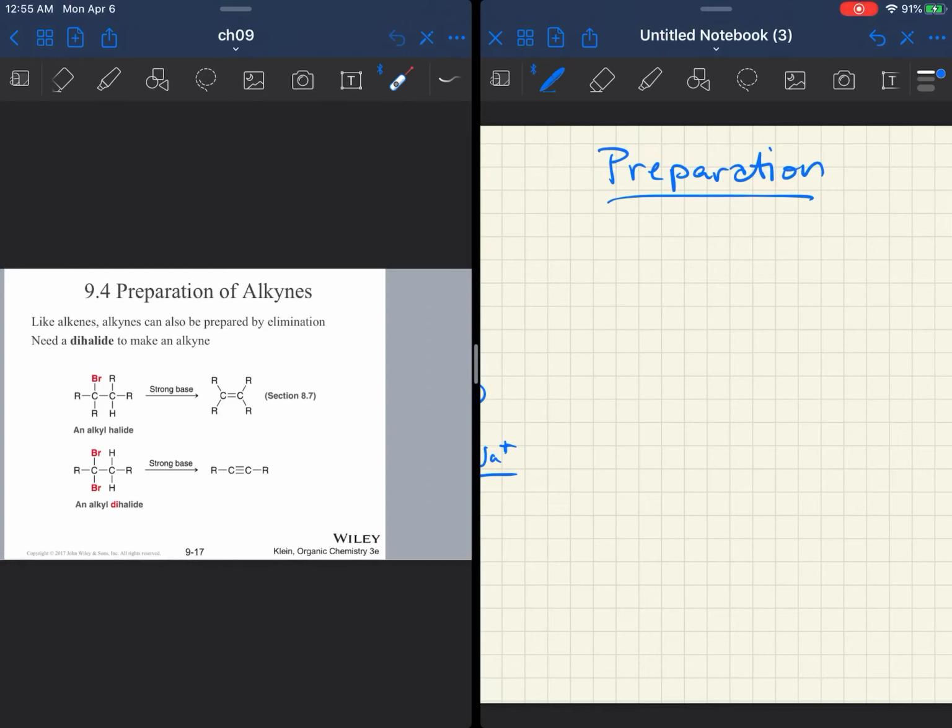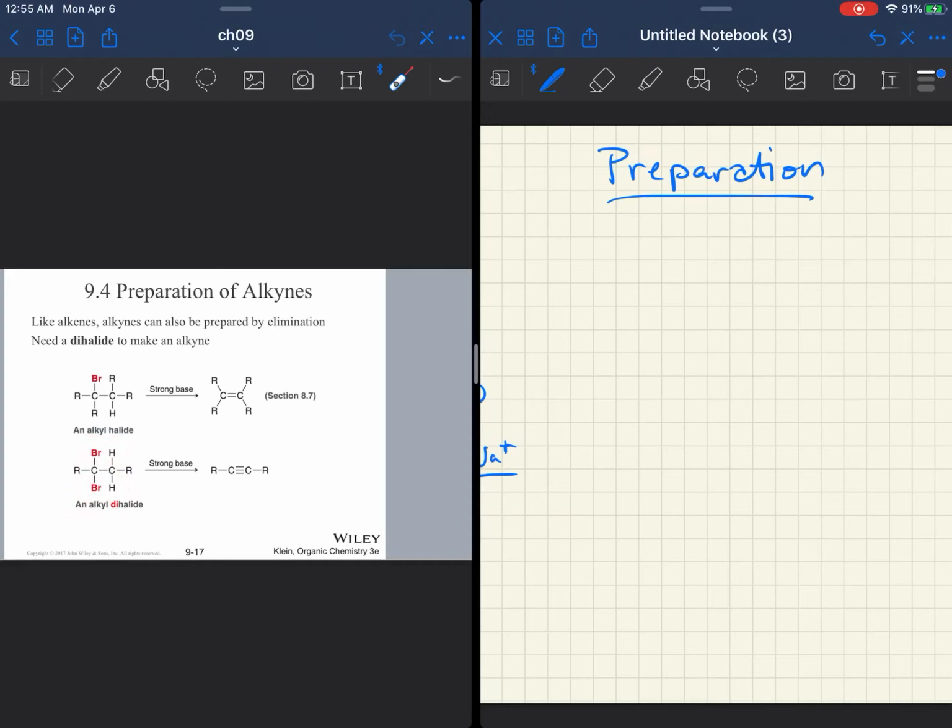Preparation, how can we make them? All of these things are really important once we get into multi-step synthesis. So we know how to make an alkene, right, from an elimination reaction. We need a good leaving group and a proton nearby, and you're going to use a strong base, whether it's sodium hydroxide or methoxide or a bulky base like your tert-butoxide. That will remove HBr and leave you with a double bond.